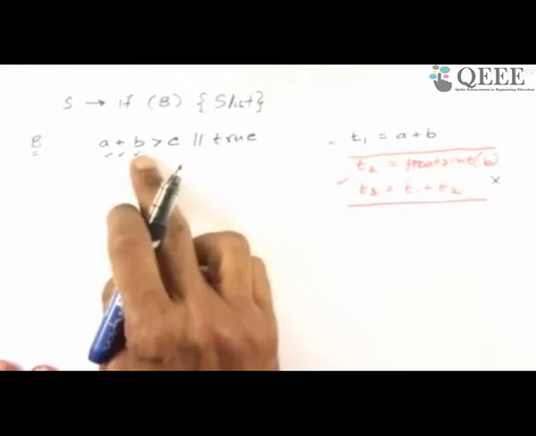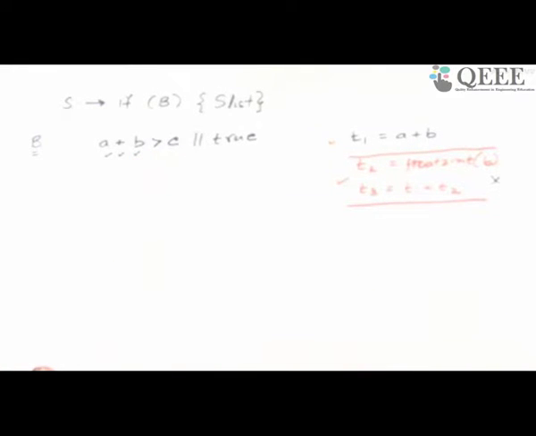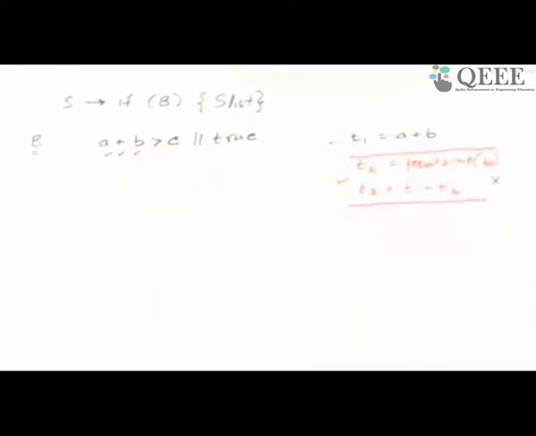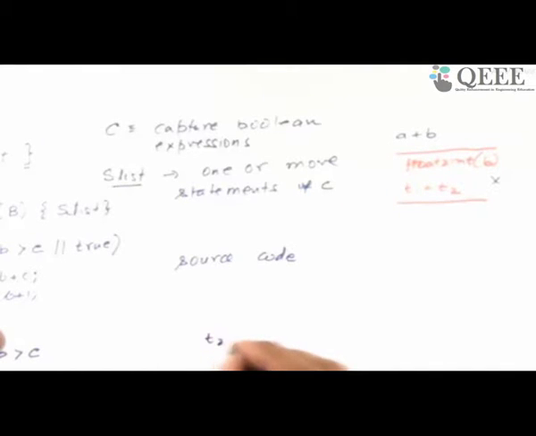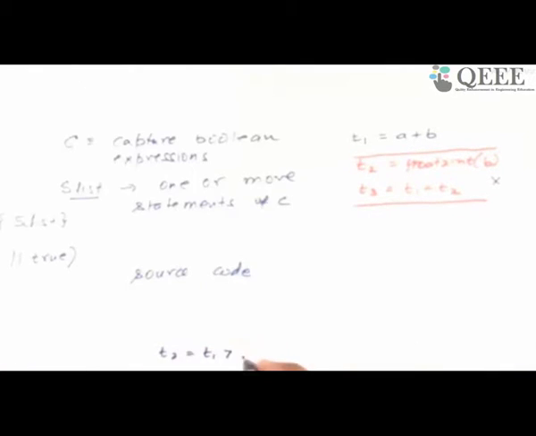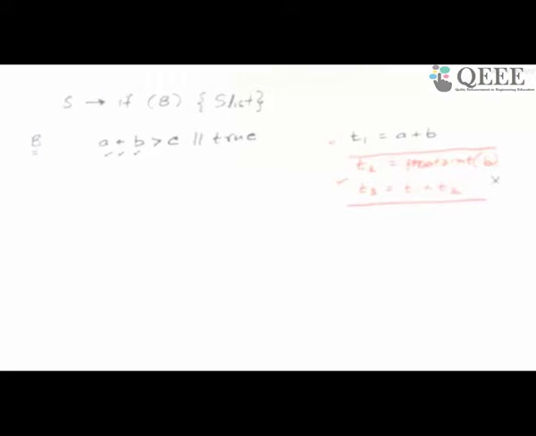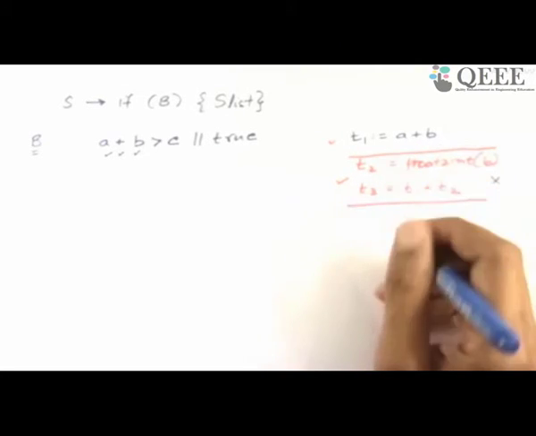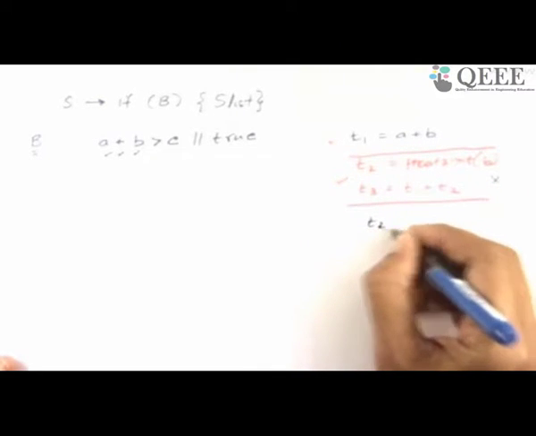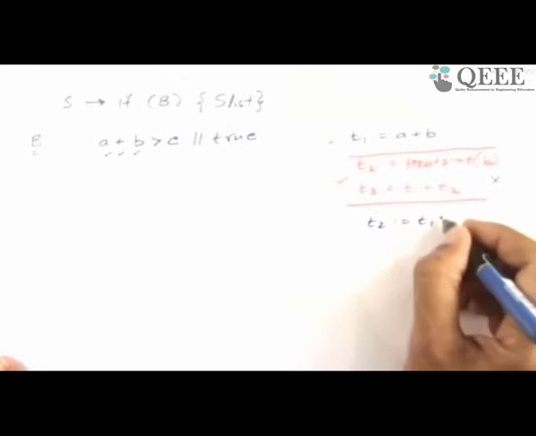Now it sees greater than C. Now this fellow has to decide what do I do. So I've got T1 and I have to compare T1 with C. Now there is no direct operator which I can do like this. I cannot write, for example, T2 equals T1 greater than C, which is what I would love to do. If A plus B is in T1, can I write T2 equals T1 greater than C in intermediate code?